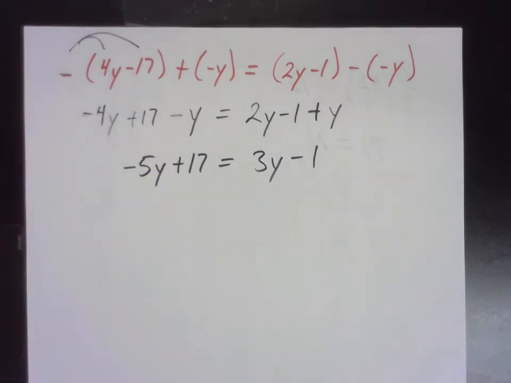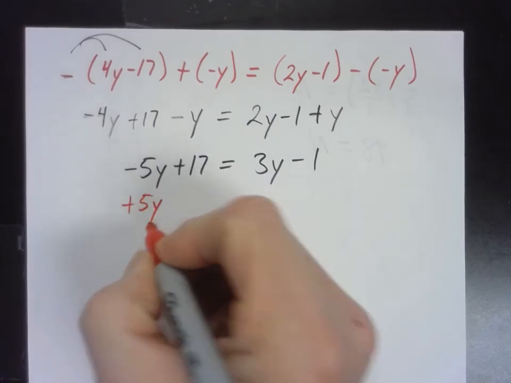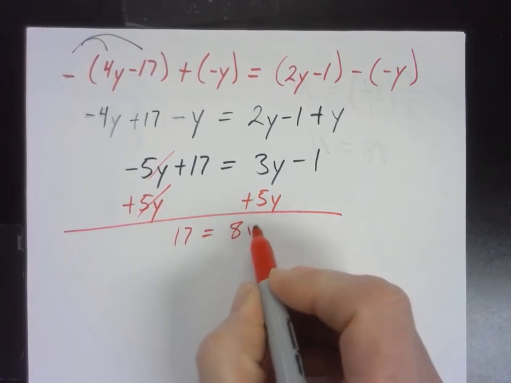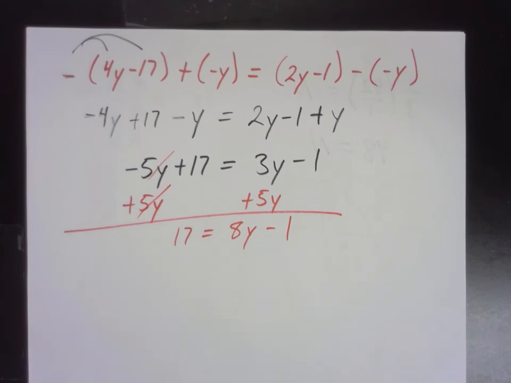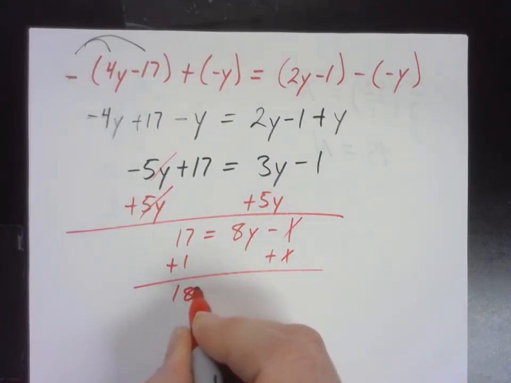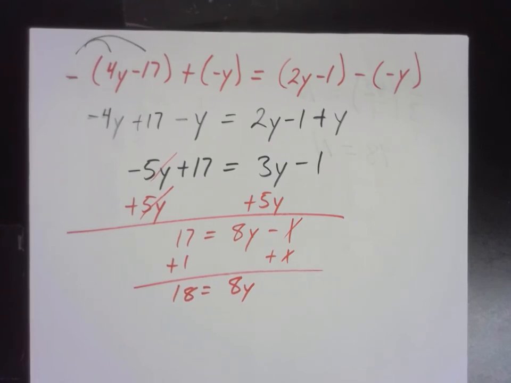So you want to get rid of that one? So we add 5y to both sides. So 8y subtract 1. What now, Jim? I say add 1. So you added the 1 to both sides. So that's 18 equals 8y. Thomas, what now? Divide by 8. Say divide both sides by 8.